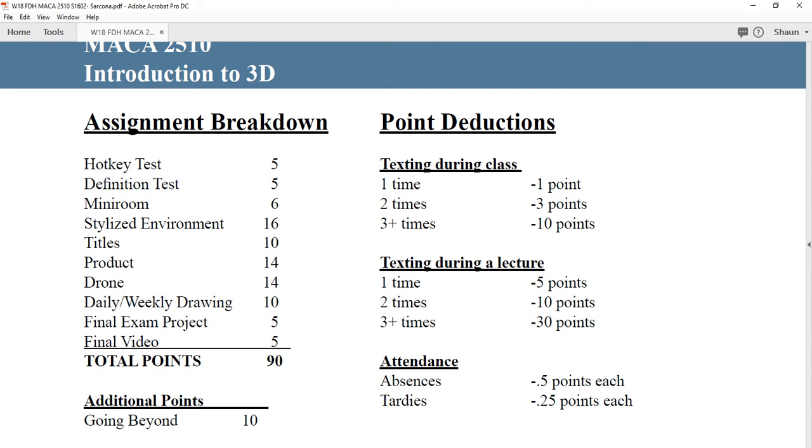Okay? And if you go back to where we had that assignment or the grading scale, remember that 90 is a B+. So if you don't do any drawings, which again are super easy things to do, the highest you can get in the class is a B+. Okay?